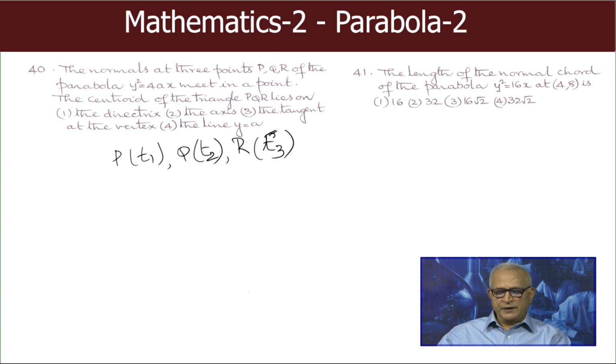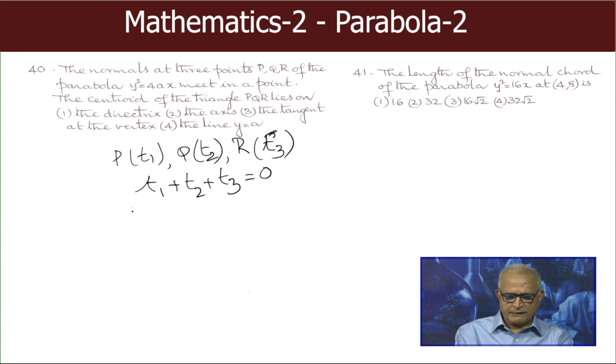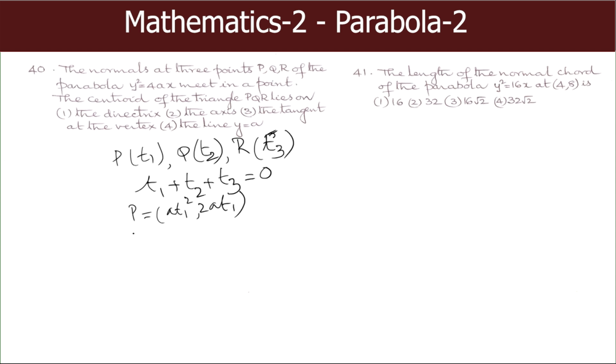Okay? And because P, Q, R are conormal points, t1 plus t2 plus t3 equals 0. So, therefore, the centroid of the triangle. So, P is (at1², 2at1), etc. మిగతా రాయక్కర్లేదు Q and R. T1 బదులు T2, T2 బదులు T3 రాస్తే సరిపోతుంది.